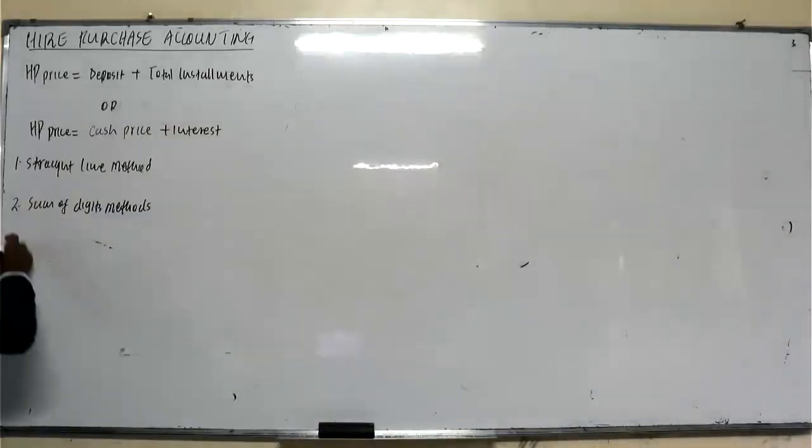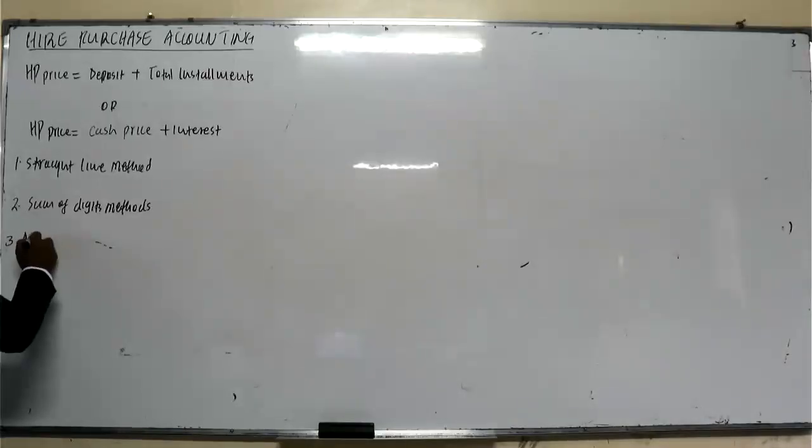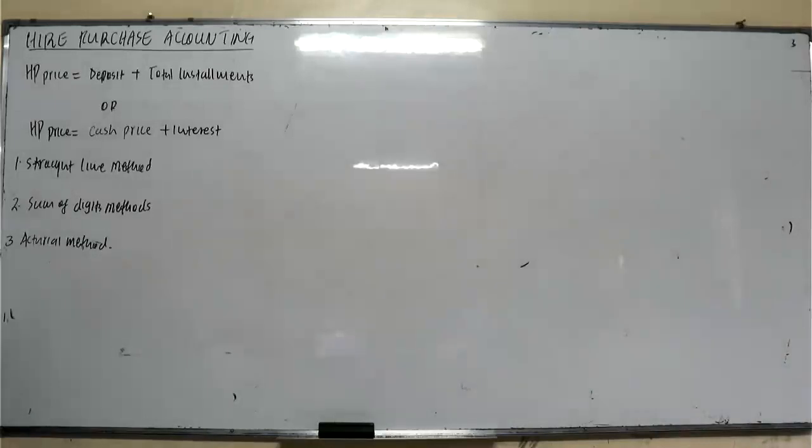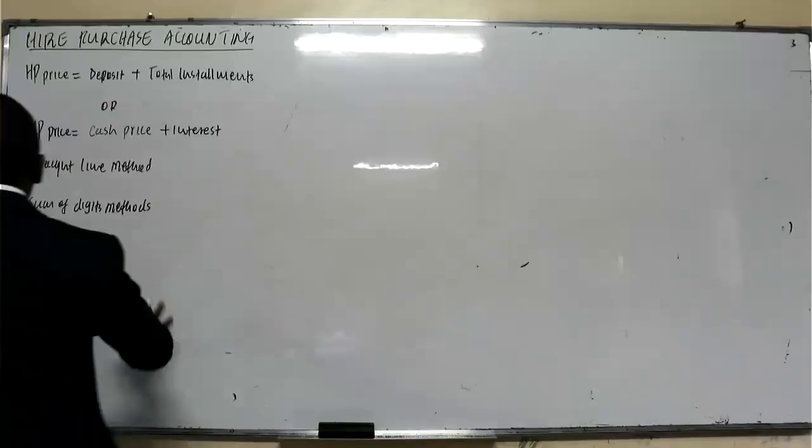And then number three is actuarial method. You see that? And this involves discounting the cash flow. That discount is all about getting the present value. It's all about taking into consideration the time value of money. So those are the three methods which can be used to allocate the interest.